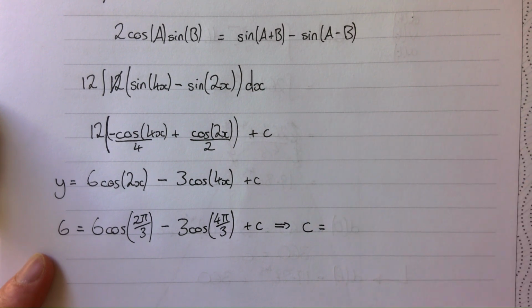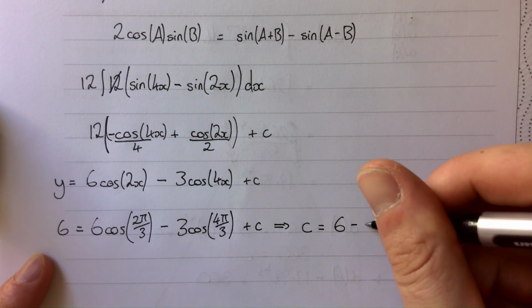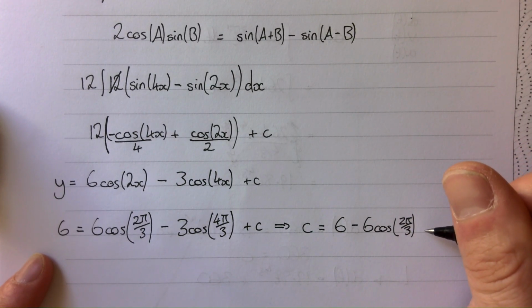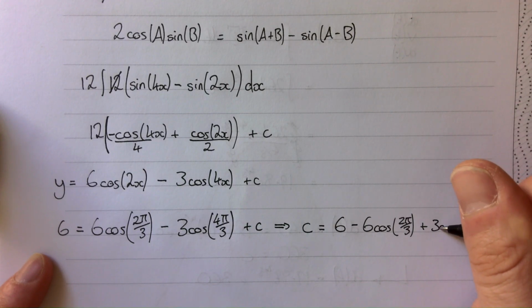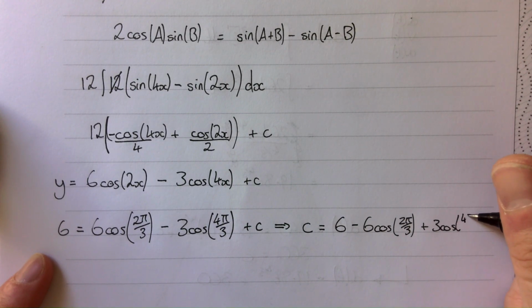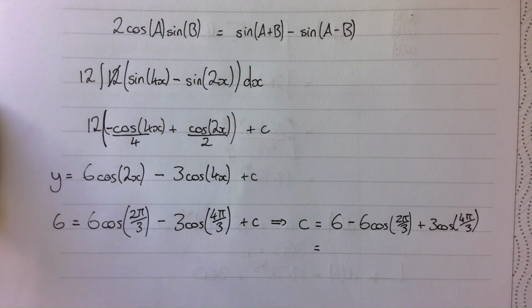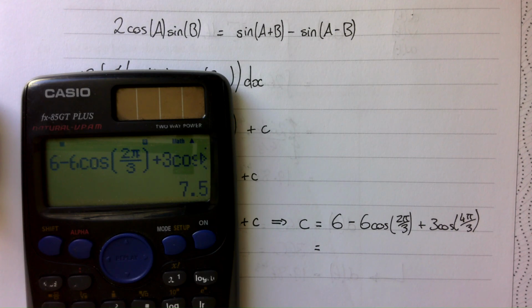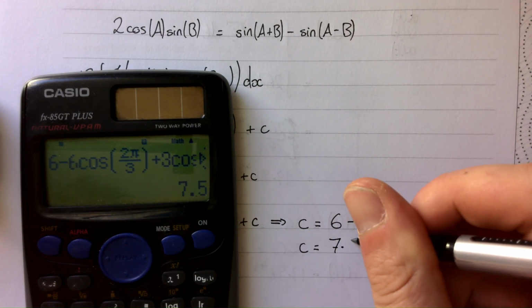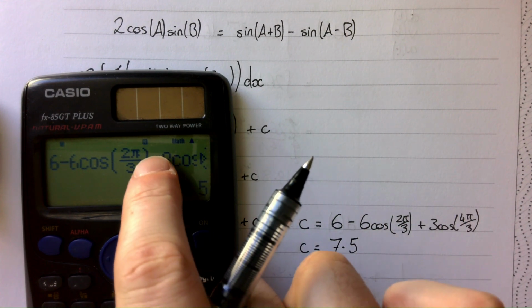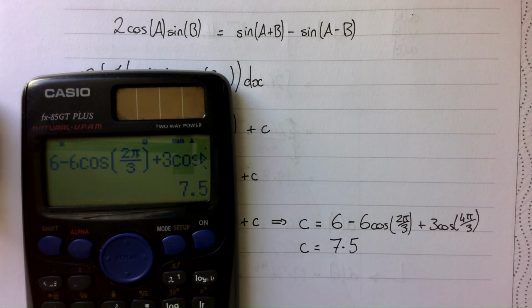Therefore, c is equal to 6 minus 6 cosine 2 pi over 3 plus 3 cos 4 pi over 3. And I'm going to skip me typing this into a calculator and just get to the answer. And you should find that your value of c is 7.5. Now remember, whenever you see x values given in terms of pi, naturally we should be working in radians.